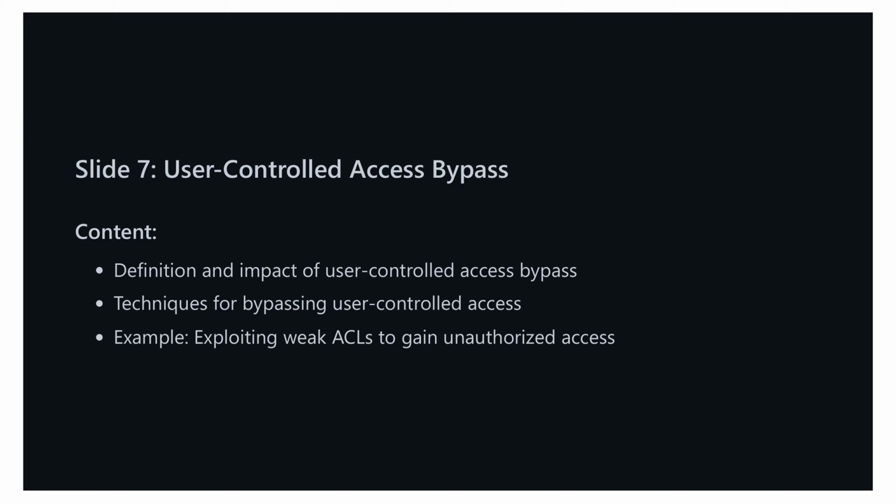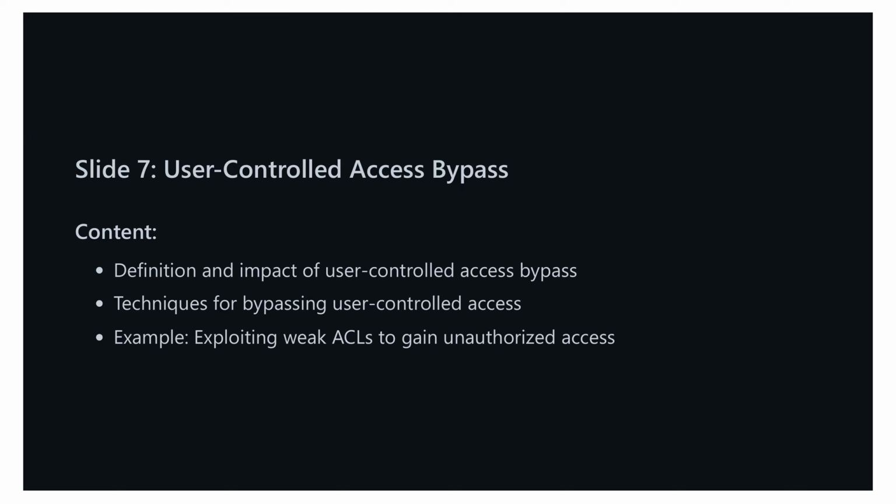Here, we'll examine what user-controlled access bypass is and its potential impact on security. Essentially, this type of bypass involves circumventing restrictions that should prevent unauthorized user actions, often targeting weak access control lists, ACLs. We'll also delve into several techniques to achieve this bypass. One common method involves exploiting improperly configured ACLs. For instance, if an ACL is set too permissively, an attacker may gain unauthorized access to sensitive files or systems.